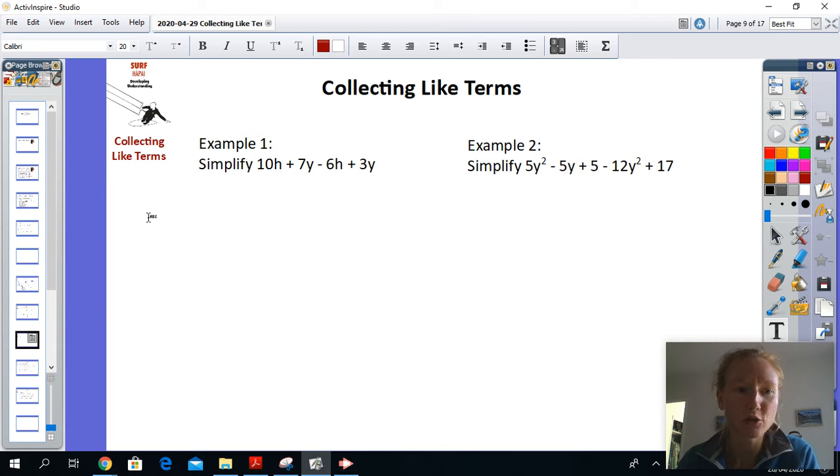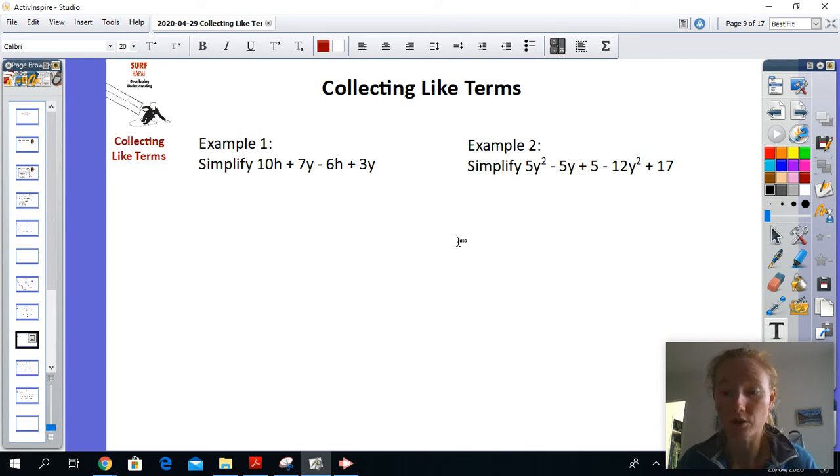Okay, so now we're going to use this reminder about like terms to collect some together. We're going to look at these two examples, and then you're going to give yourselves a go at a few in your books. So example 1, we're being asked to simplify this expression here. 10h plus 7y minus 6h plus 3y. Before you can go any further, you need to identify the like terms first.